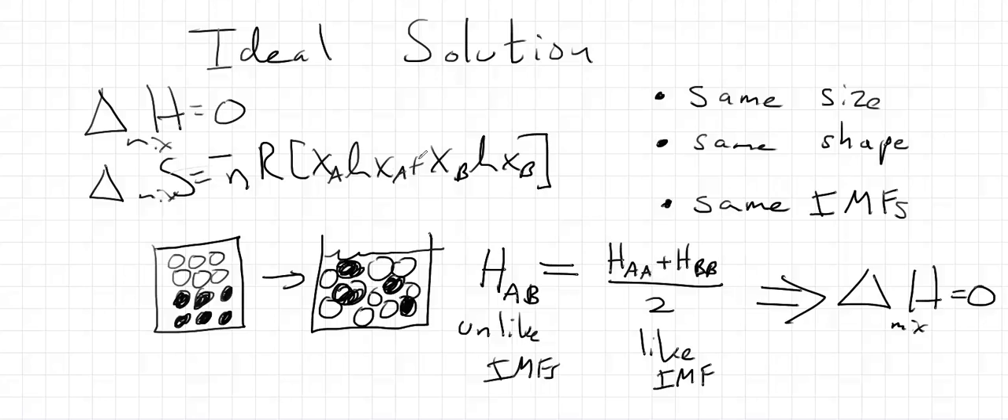And so if this condition is met, the same IMFs, or equal in strength IMFs, and usually that means the same type of IMF, then delta H of mixing will be 0, and you'll have random mixing. If you also have the same size and shape, you'll have random mixing, and you'll have the same entropy generated when you mix, and your thermodynamics will be identical to ideal gas mixing. Okay? So let's go ahead and look at ideal solutions.